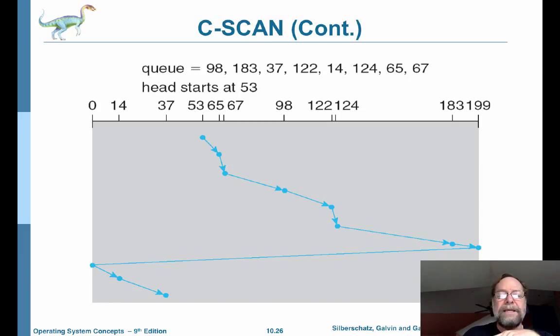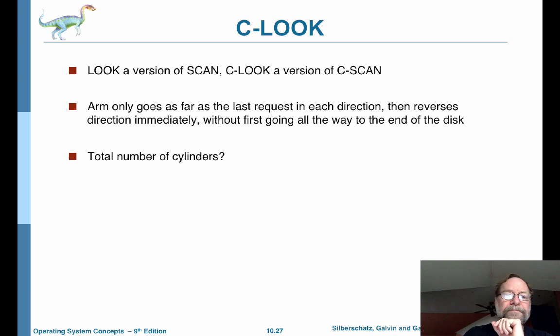I won't bother to do the calculation, but the big advantage of this from the point of view of the operating system is that the overall runtime is going to take a little bit longer, but the average seek time for every request is going to be the same, regardless of what track it's for.